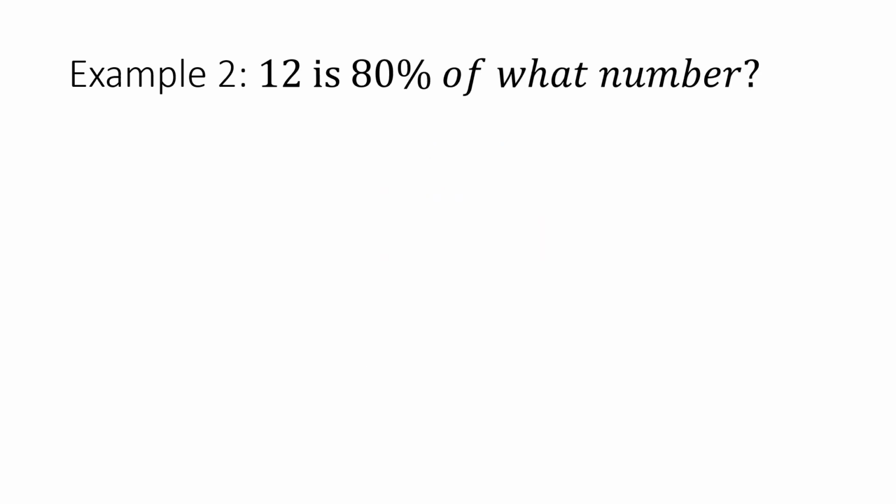Example 2, 12 is 80% of what number? So this is a little bit different because this time we are given that top number 12. We don't know what the total amount is. So 12 is 80% of what total amount? So to set that up, it's going to be 12 over x equals 80 over 100 because 80 over 100 is 80%.